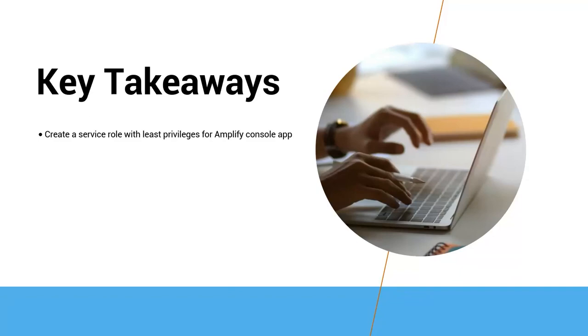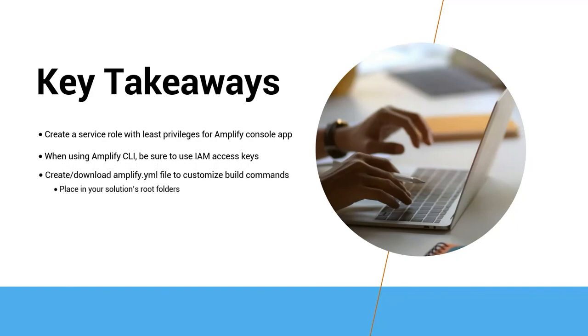The second is to create your IAM access keys first. You'll need these to provision the initial resources in AWS using the Amplify CLI. Third thing is to customize build commands. You can use the amplify.yaml file located in the Amplify console. It's under build settings. Now we recommend downloading this YAML file and storing it with your solution under the root folder. That way you can customize it as you progress through the next steps of the deployment processes.